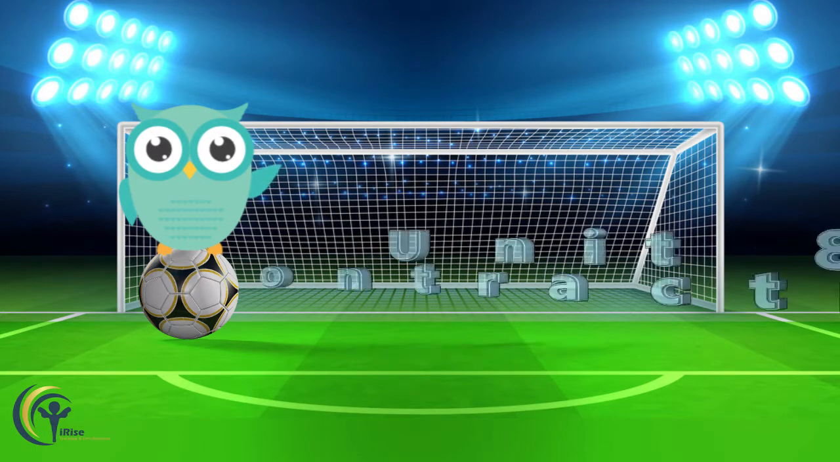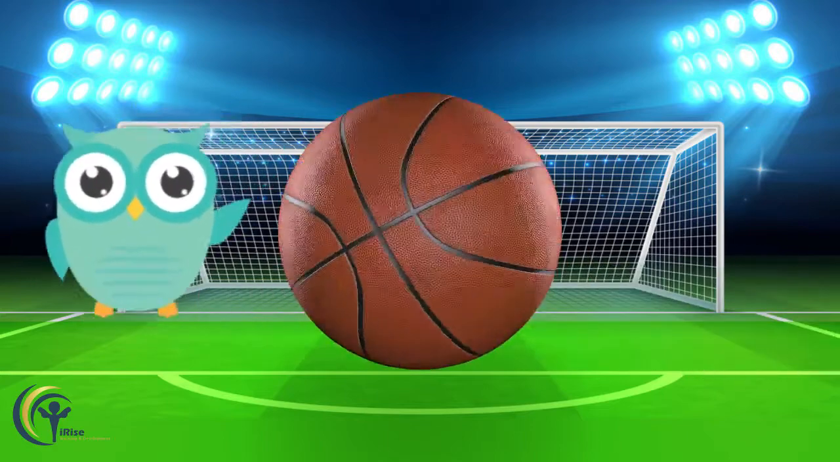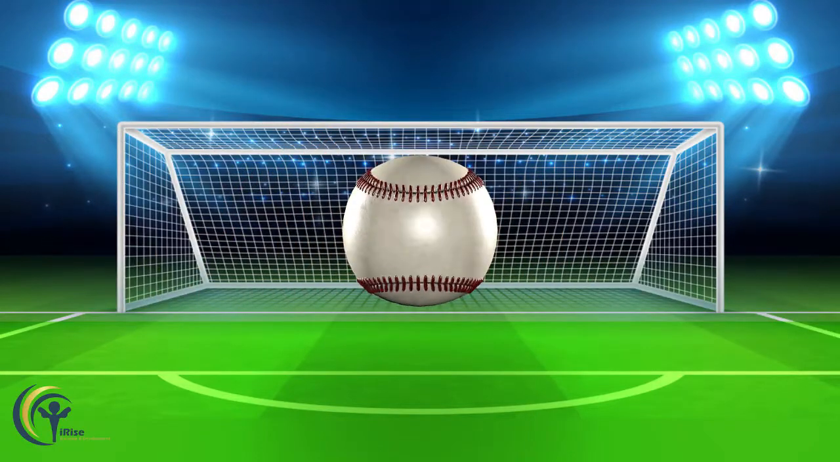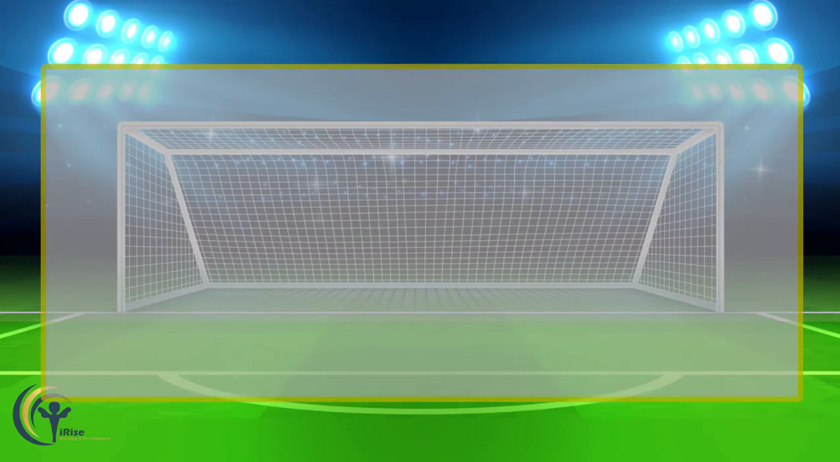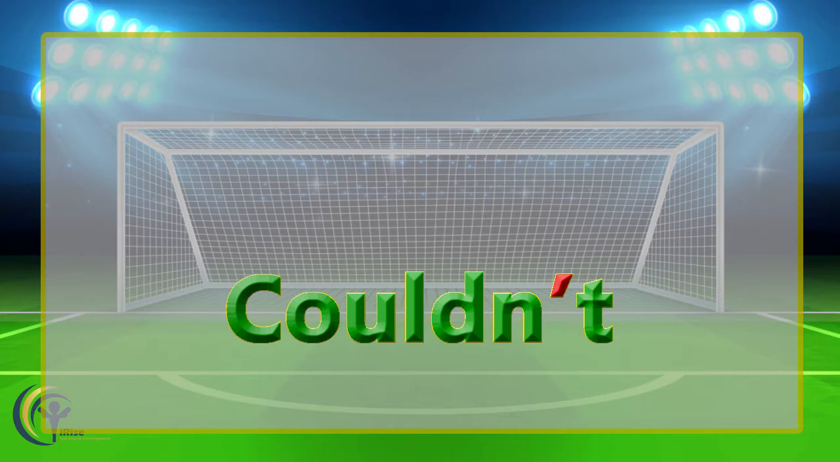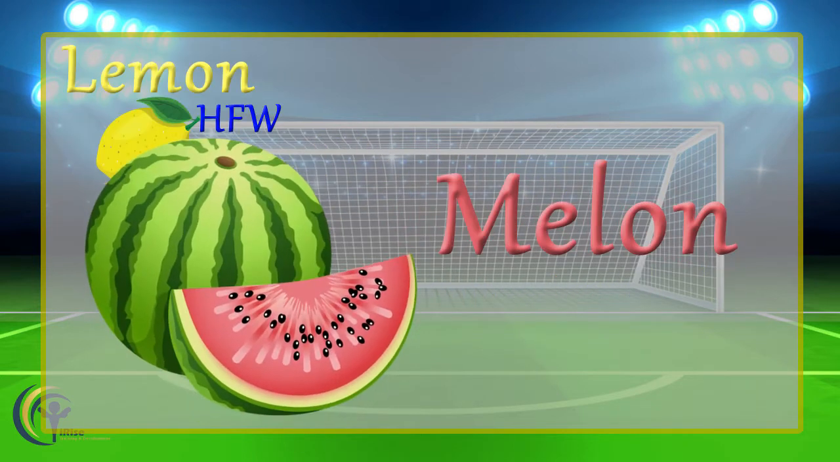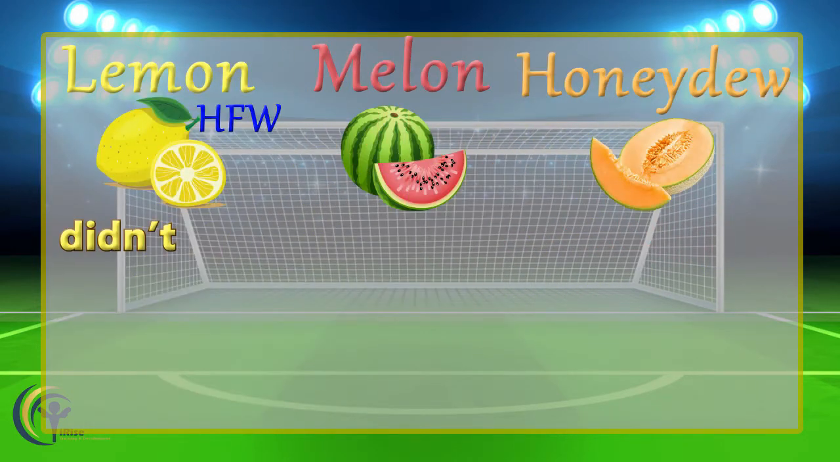Today we're going to learn more about contractions. Contraction is the process of becoming smaller, and to have contractions in words, it means we're having two words, combining them together by removing a few letters, maybe one letter or two, and adding an apostrophe instead. Here are the words that we're going to discuss today in the lemon, melon, and honeydew groups.